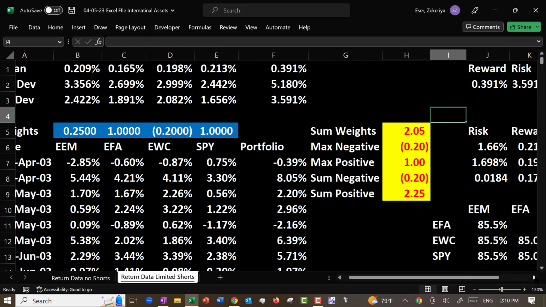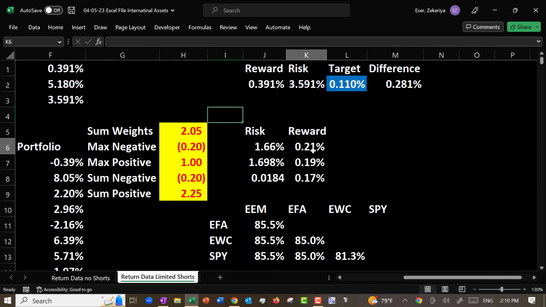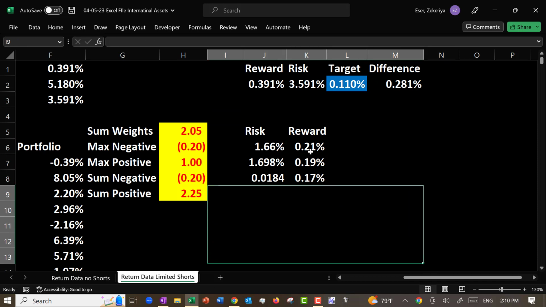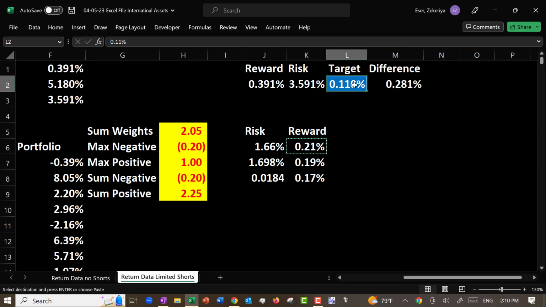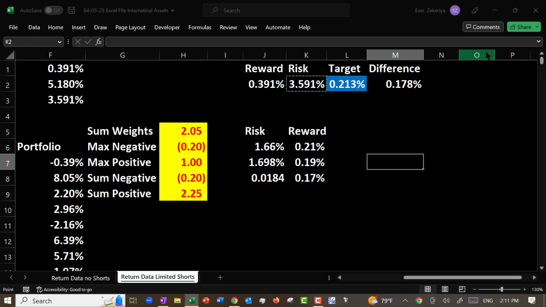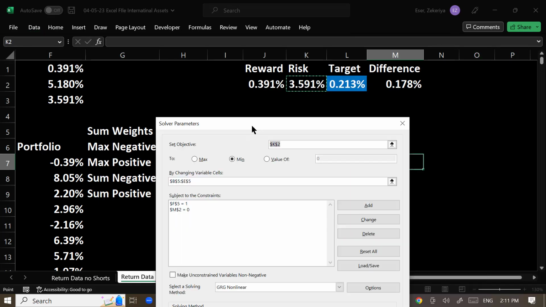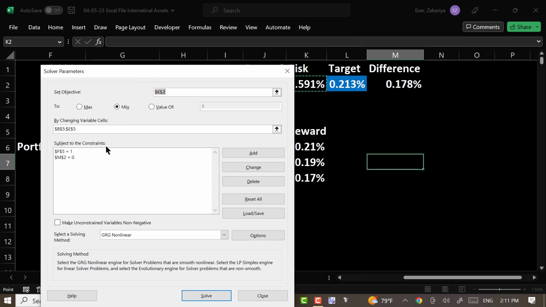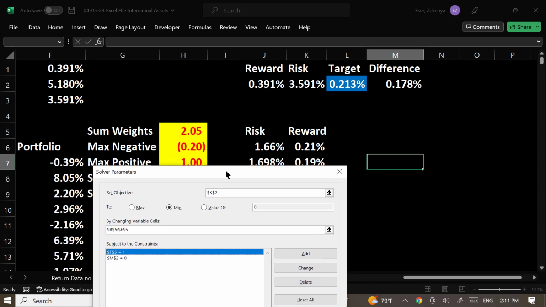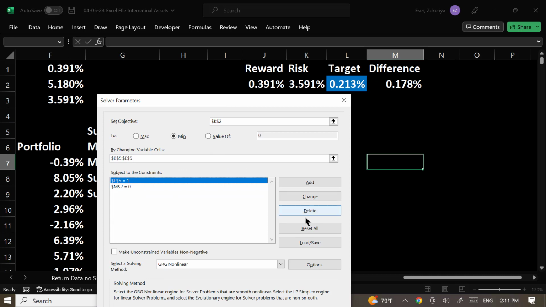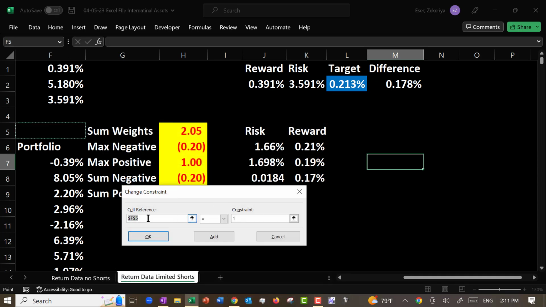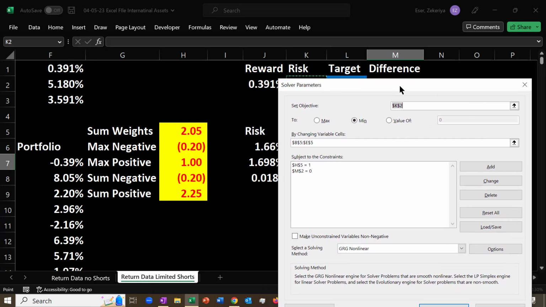Okay, now let's do this one first. Let me get rid of these. So Data Solver. I want M2, that one is 0. It's not F5 anymore. It's H5. So let's change that. And let's add another one.